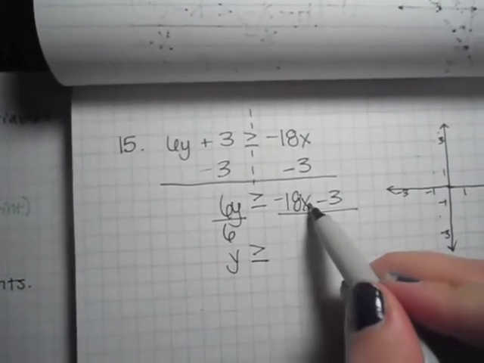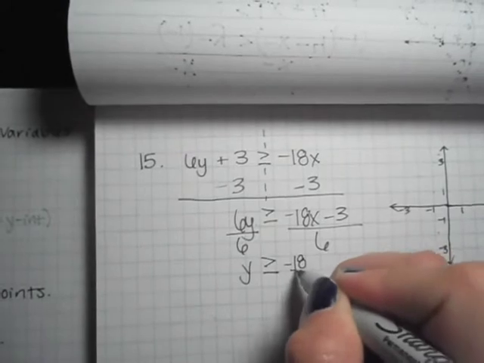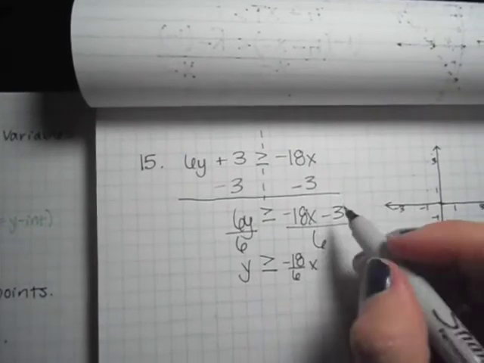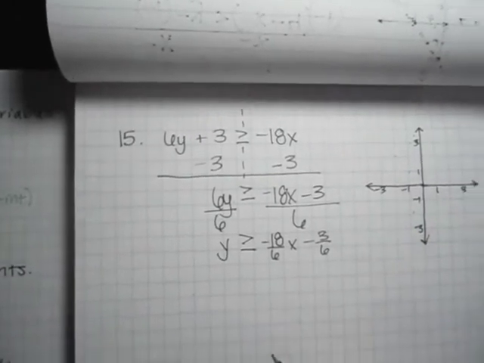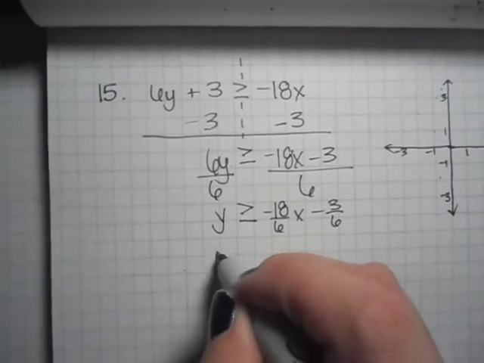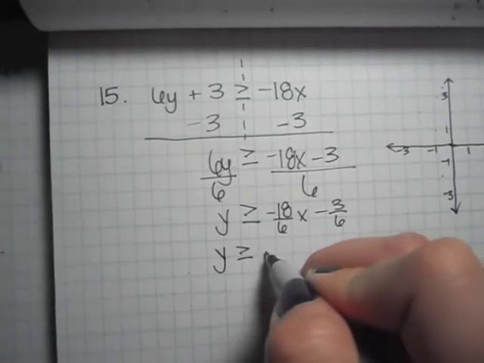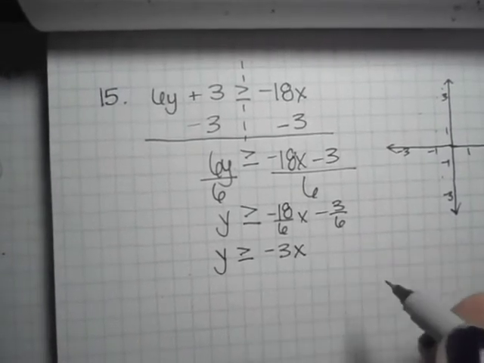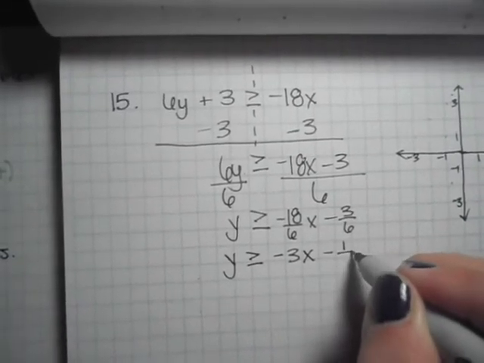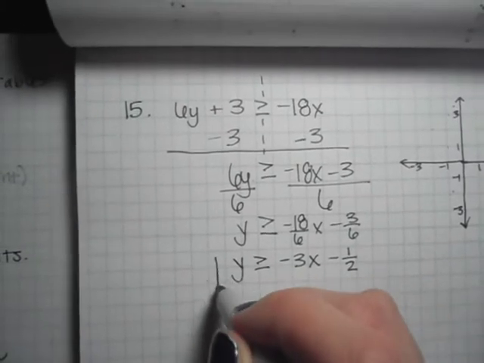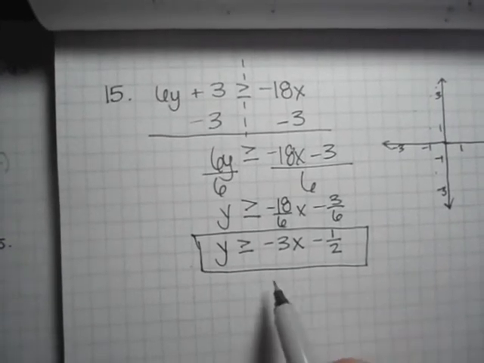Okay? Negative 18x divided by 6. Negative 18 over 6x. Then we have negative 3 over 6. Okay, we can simplify this a little further, which would give us negative 18 divided by 6 is negative 3x minus 3 over 6 can be written as negative 1/2. And here's our simplified point slope form of our inequality.